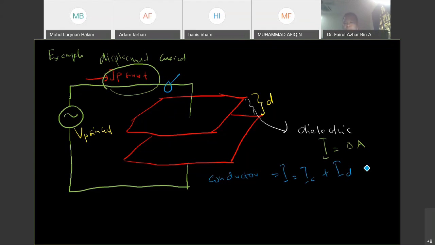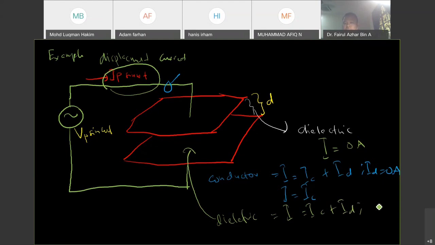So in this case, we have ID equal to 0 ampere. Because of that, inside the conductor we will have I equal to IC. But inside the dielectric, in between the plates, we will also have the same I. So I is equal to IC plus ID, and because in the dielectric IC is equal to 0, the value of I flowing inside this capacitor is known as a displacement current.